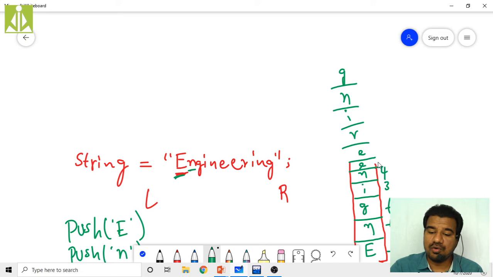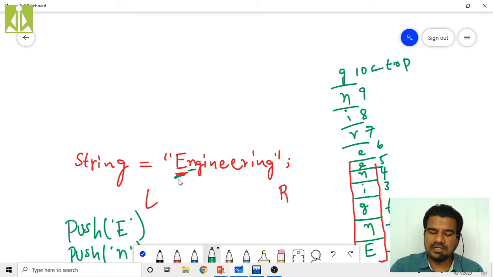Here it will become 4, 5, 6, 7, 8, 9, 10. So like this it will come. Your top will become 10 when G got pushed, the last character got pushed onto the stack.